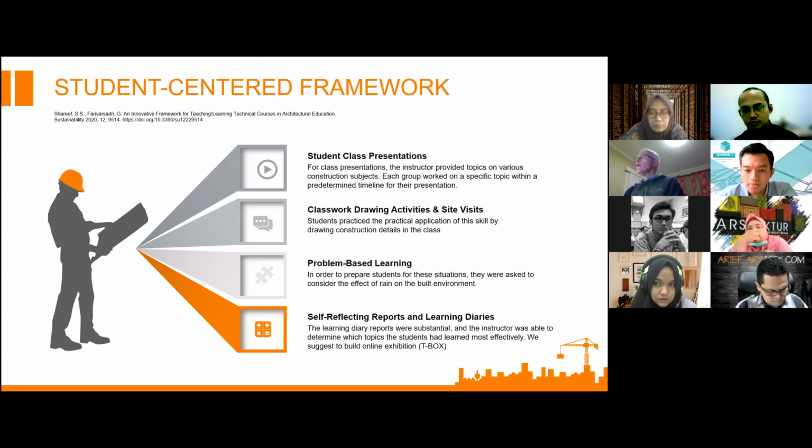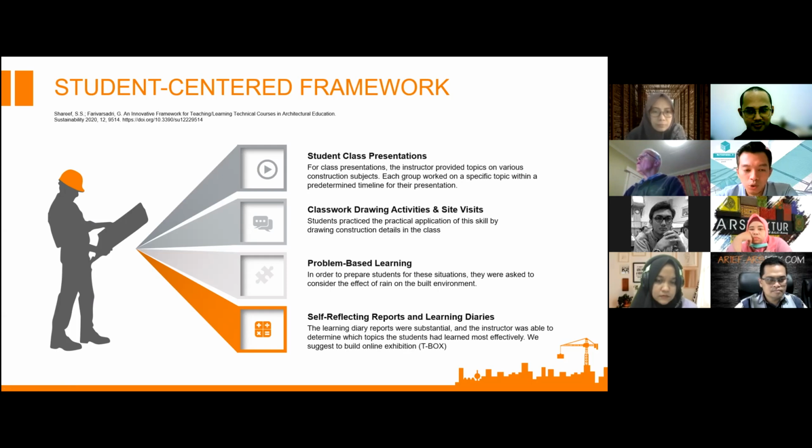So this is the way we create the interactive class learning. The last is we create T-box, as we call it, to build online exhibition. So products of the building technology course can be exhibited on the website. We call it T-box, the building online exhibition.